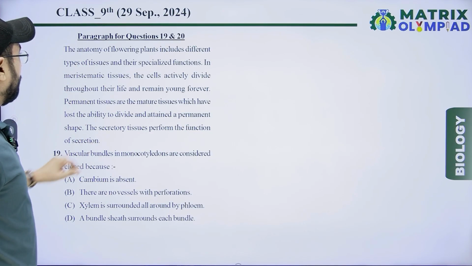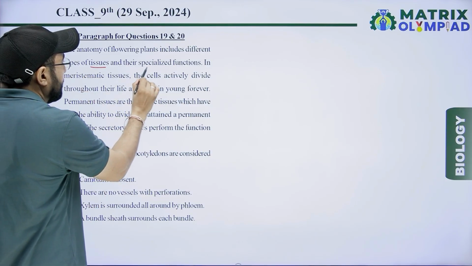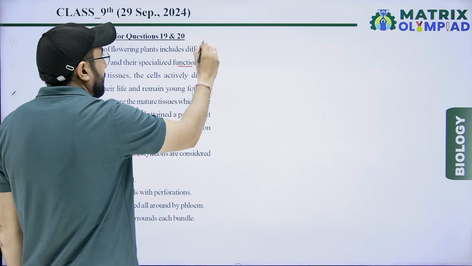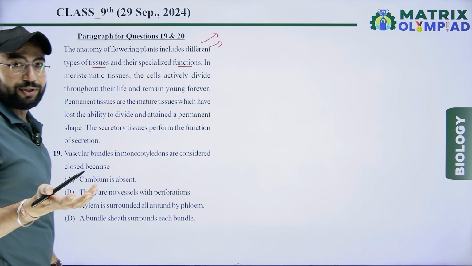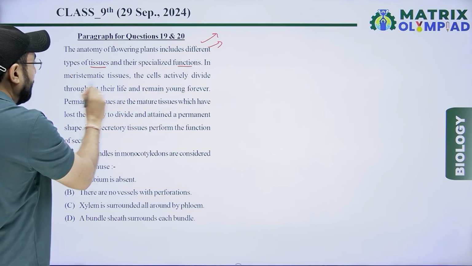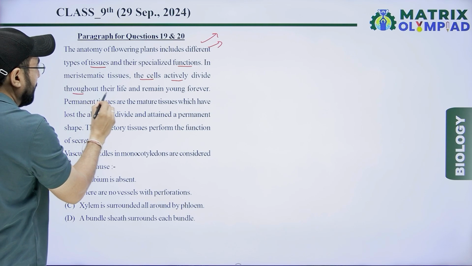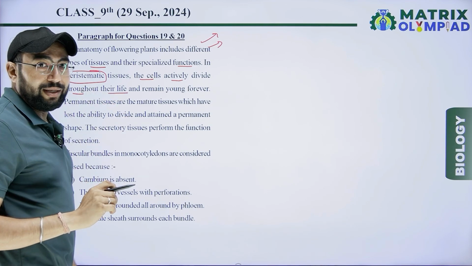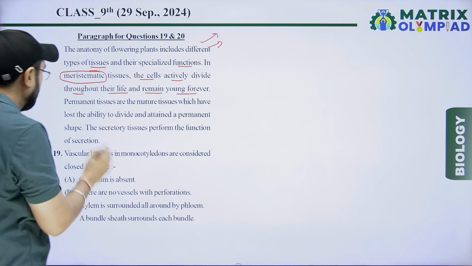The anatomy of flowering plants includes different types of tissue and specialized functions, like xylem and phloem. Xylem conducts water and phloem conducts food. That is their special function. In meristematic tissue, the cells actively divide throughout their life. Meristematic tissue continues to divide in their life and remains young forever.